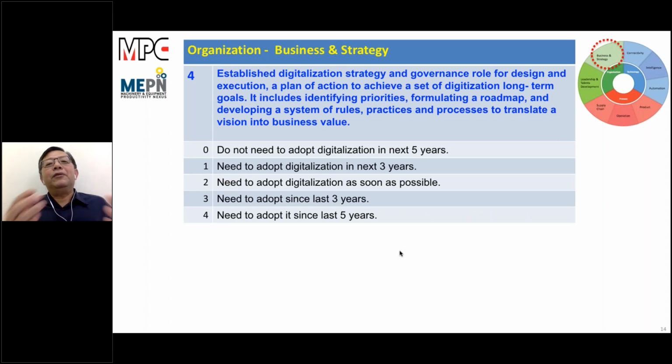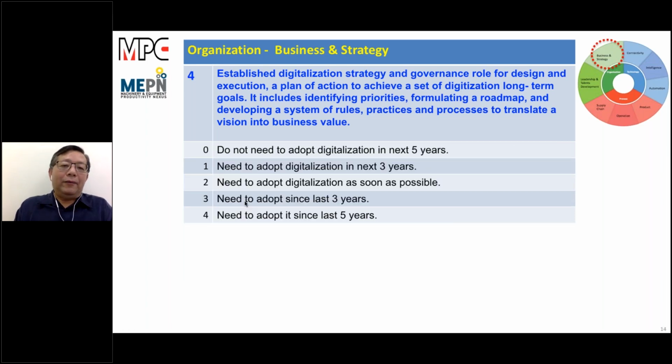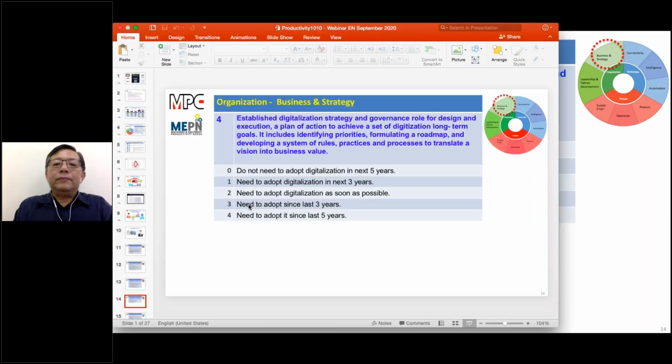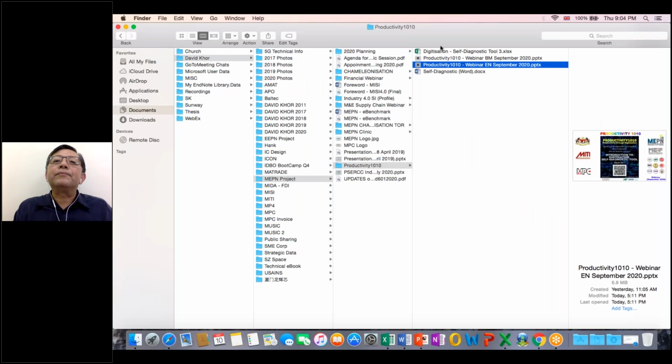Question number four also touches on business and strategy. It is asking you to establish the company's digitization strategy and governance for designing the plan. I think the questions are overlapping and repeated. Let me check. Let me get the question up again.